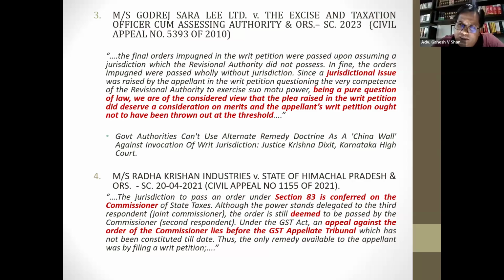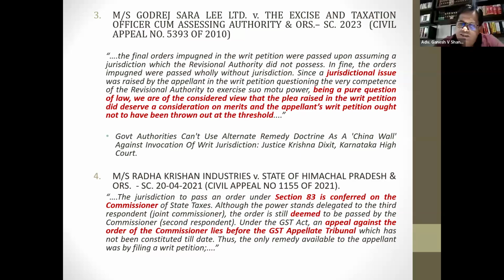After doing a critical, clinical analysis of the provisions of Section 83, which is a provisional attachment, court said that although the power stands delegated, among the other contentions of the petitioner, this was also a contention that High Court has rejected the petition on the threshold, where Supreme Court said that although the power stands delegated to the third respondent joint commissioner in Section 83, the order still is deemed to be passed by the commissioner, second respondent. Under the GST Act, an appeal against the order of the commissioner lies before the GST Appellate Tribunal, which has not been constituted till date. Thus, the only remedy available to the appellant was by filing a writ petition.